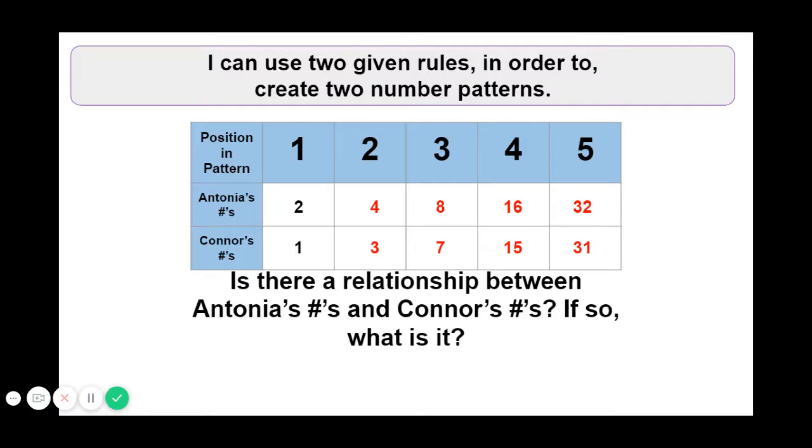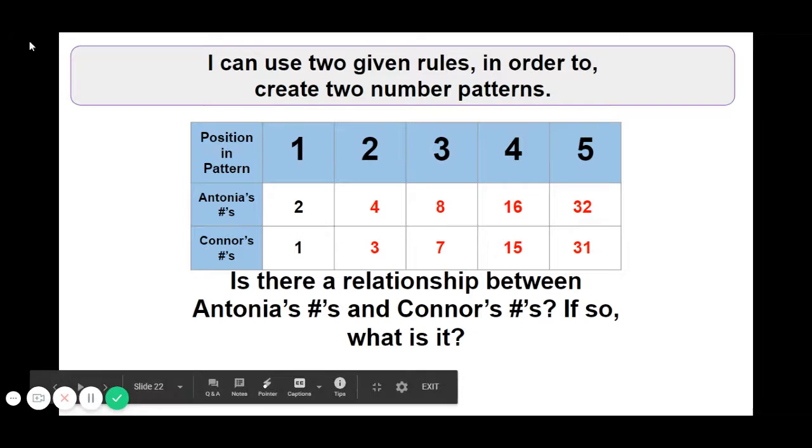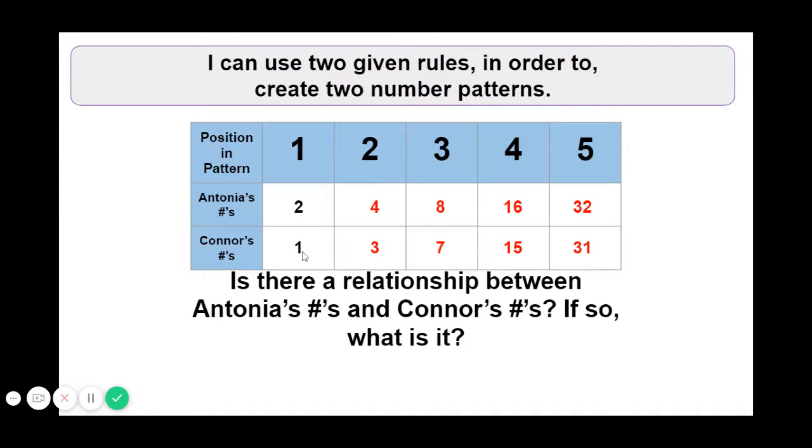Now I have my numbers in my table. Now I need to know, is there a relationship between Antonia's numbers? Remember, that's the one here on the second row. And Connor's numbers on the third row. So I have 2, 1, 4, 3, 8, 7, 16, 15, and 32, 31. Do you see a relationship between those numbers?